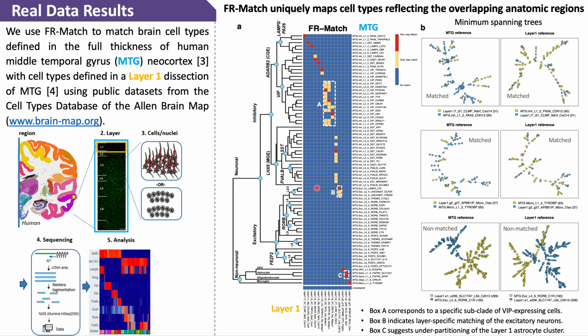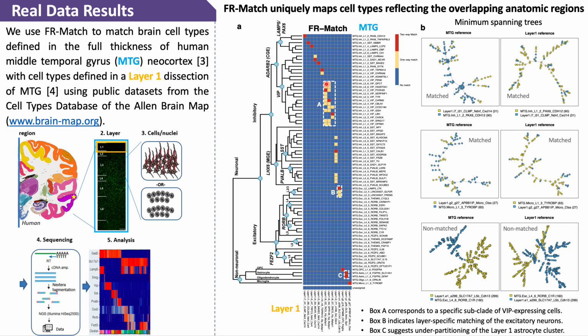It uniquely maps cell types reflecting the overlapping anatomic regions. In panel A, the rows are MTG cell types, and the columns are layer 1 cell types. Attached to the left is the hierarchical taxonomy of the MTG cell types. Shown in red are two-way matches, yellow are one-way matches, and the rest are non-matched.